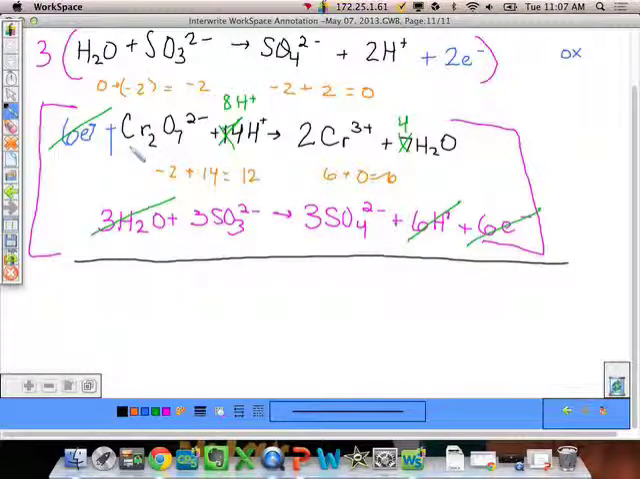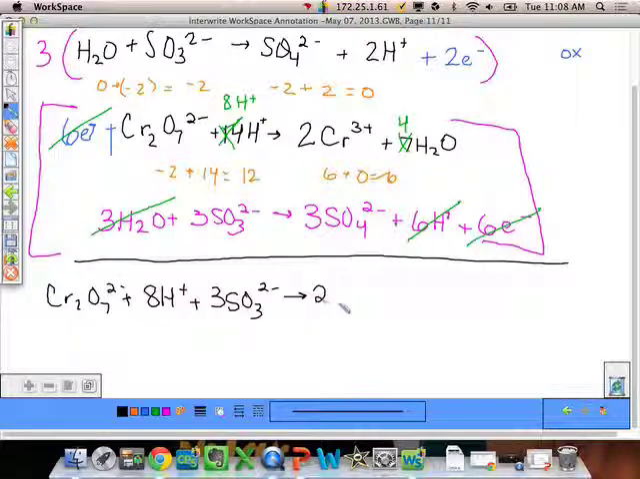So I can write my final solution. I have, in no particular order, just making sure all the reactants are on the reactant side, all the products are on the product side, Cr2O7 2-, plus 8 H+, plus 3 SO3 2-. Those are on my reactants. They form the products 2 Cr3+ plus 4 H2O plus 3 SO4 2-. That is my final balanced equation.